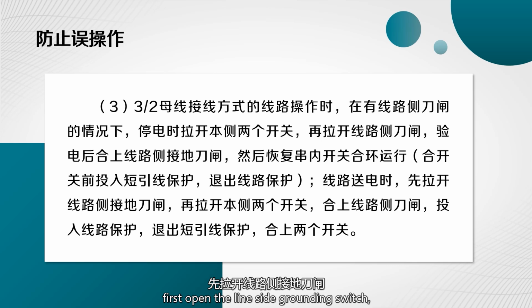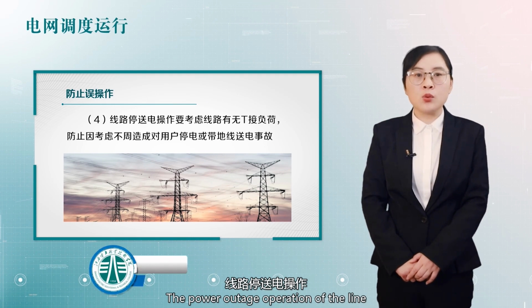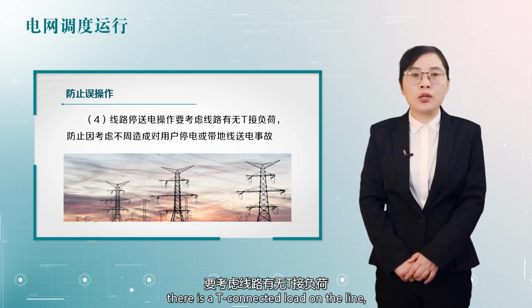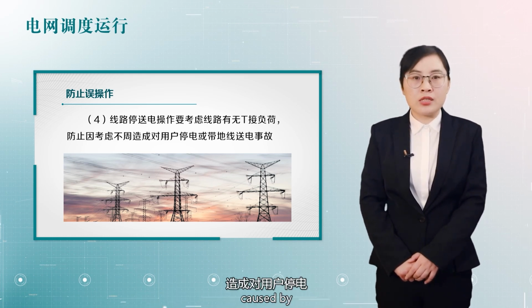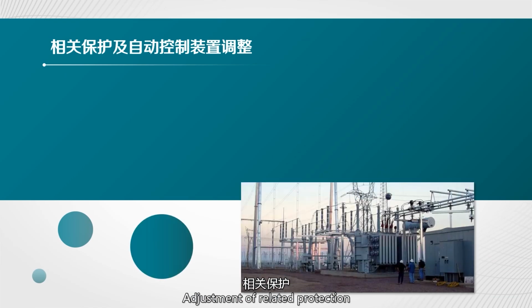First, open the line side grounding switch. Then open the 2 switches on that side. Close the line side switch. Put in line protection. Exit short lead protection and close the 2 switches. Fourth, the power outage operation of the line should be considered whether there is a T-connected load on the line to prevent power outages or grounding accidents caused by inadequate consideration.